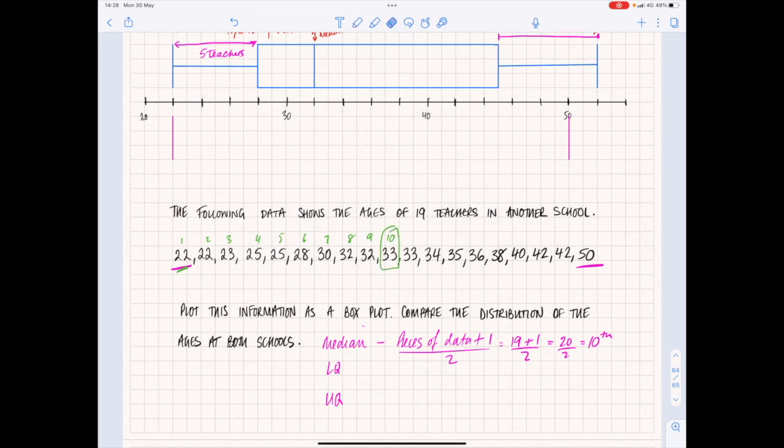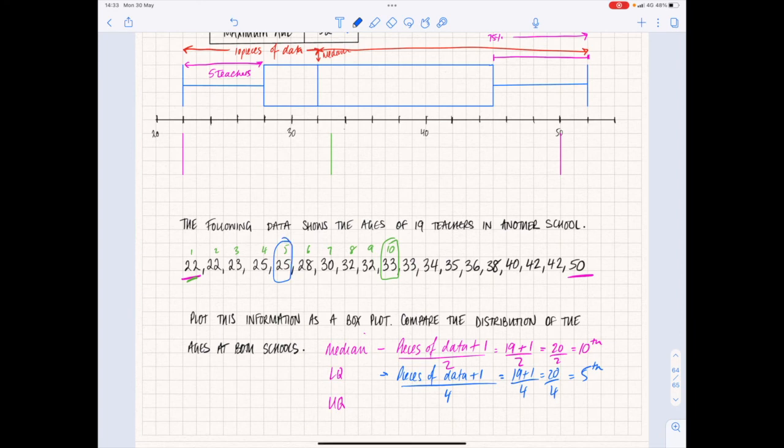So 33 is your median value. Now we need to find the lower quartile. Well, the lower quartile is exactly the same. So it's pieces of data, add 1, but this time you divide by 4 because it's a quarter. So we're doing 19 plus 1 divided by 4, which is 20 divided by 4, which is 5. So we're going for the 5th piece of data, which in this case is 25. So I go to 25, so that's 20, 22, 24, 25 is there.